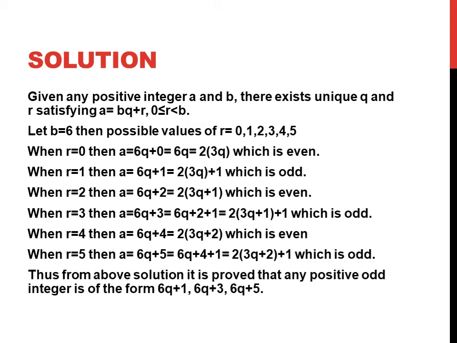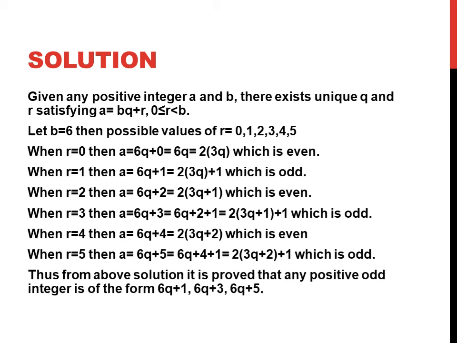equal to 2 multiplied by 3q plus 1. As we can see, 2 multiplied by 3q is a multiple of 2, and when we add 1 to it, it becomes odd. Third case, when r is equal to 2, then a is equal to 6q + 2, which is even, as it is a multiple of 2. Then when r is equal to 3, then a becomes 6q + 3 equal to 6q + 2 + 1. The expression till 6q + 2 is even, as it is a multiple of 2, and when we add 1 to it, it becomes odd.